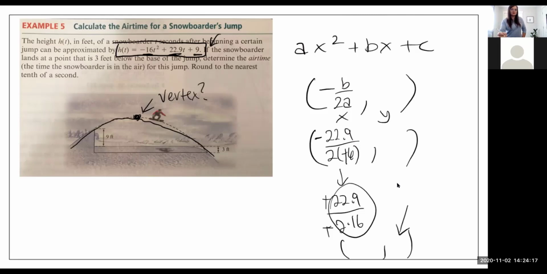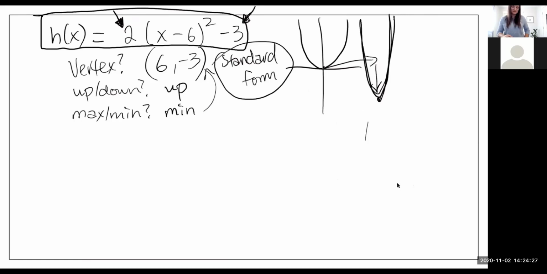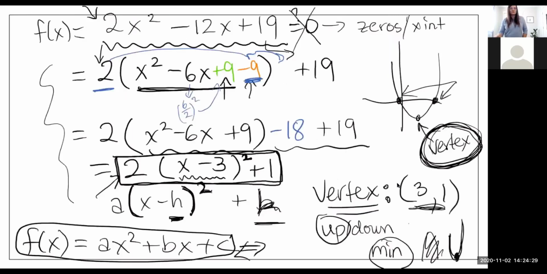Okay, so in general, that can help you find the vertex if you don't want to complete the square, but sometimes completing the square is actually quicker, because then you get the whole thing. You get this whole equation, not just the vertex.